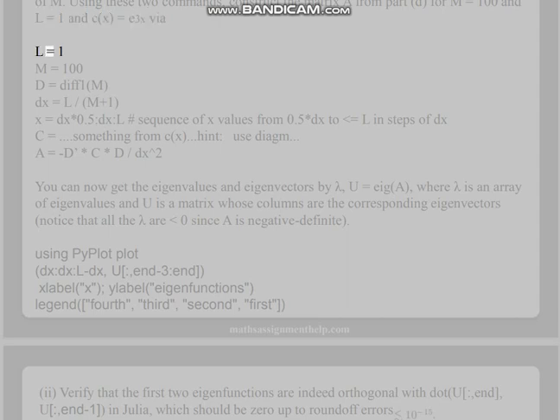L = 1, m = 100, D = diff1(m), dx = L/(m+1), x = dx*0.5:dx:L # sequence of x values from 0.5*dx to L in steps of dx, c = something from x. Hint: use diagm, A = -D'*c*D/dx^2.